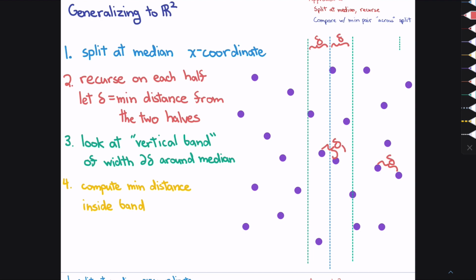That would be some delta 1, and I would compare my new delta with the previous delta and output the smaller of the two. So that's going to be the algorithm at a high level. I'm going to do the minimum distance on each side, and I'm going to focus on this narrow part based on that value of delta returned from the recursive subcalls.